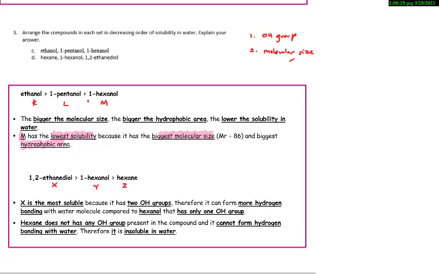X is the most soluble because the presence of 2 OH groups can form more hydrogen bonding with water, okay, compared to hexanol, which has only 1 OH group. Hexane, which is structure Z, does not have any OH group. Okay, therefore it cannot form any hydrogen bonding with water, and therefore it is insoluble.